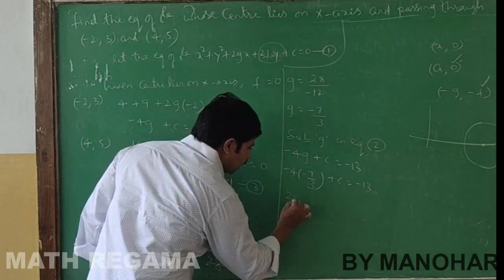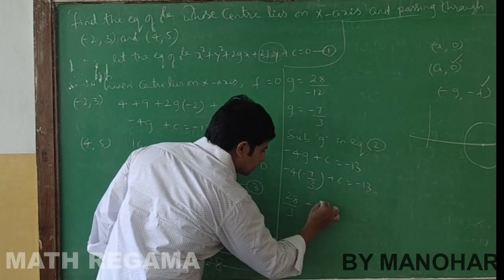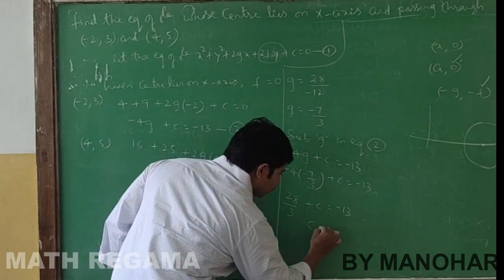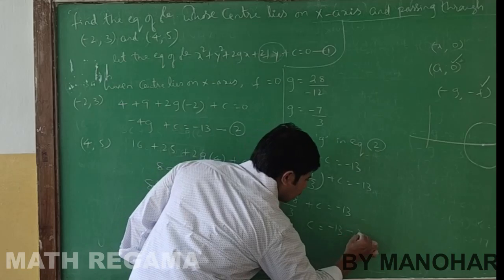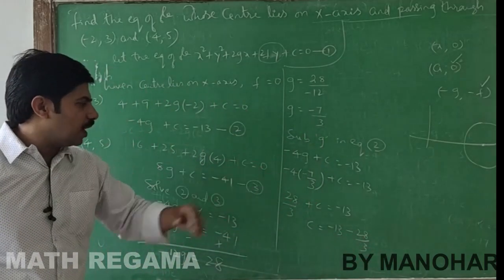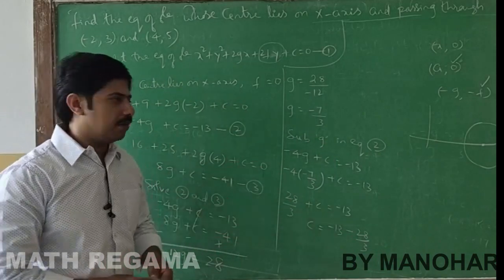So 28 by 3 plus c is equal to minus 13. So what is c equal to? Minus 13 minus 28 by 3. I transpose 28 by 3 to the other side: minus 13 minus 28 by 3.